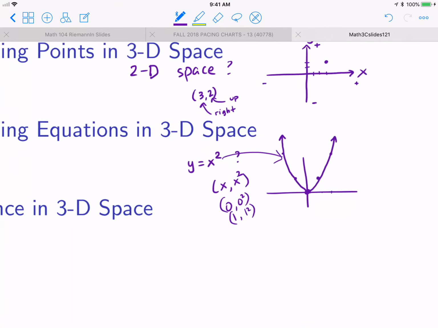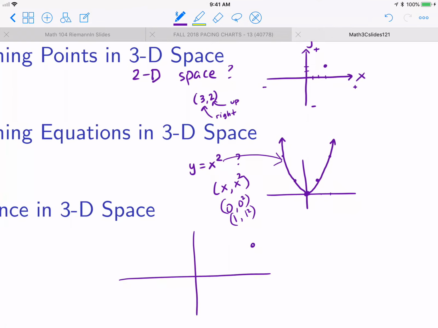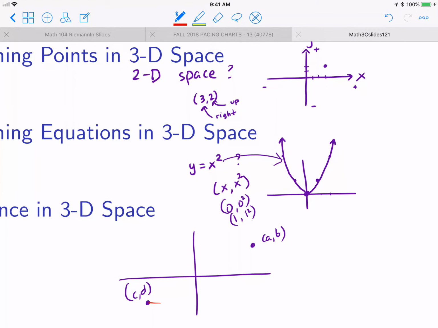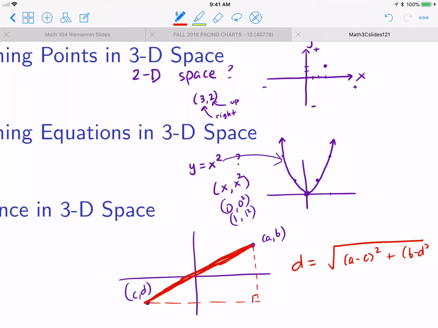And distance in 3D space. So what was the distance between 2 points? If this point was (a, b), and this point down here was (c, d), how did we determine the distance between the 2 points? Here's how. We said, let's use the Pythagorean theorem. We can create a right triangle, and then the distance is going to be the length of the hypotenuse of that right triangle. And so we ended up with our distance equal to the square root of (a minus c) squared plus (b minus d) squared.